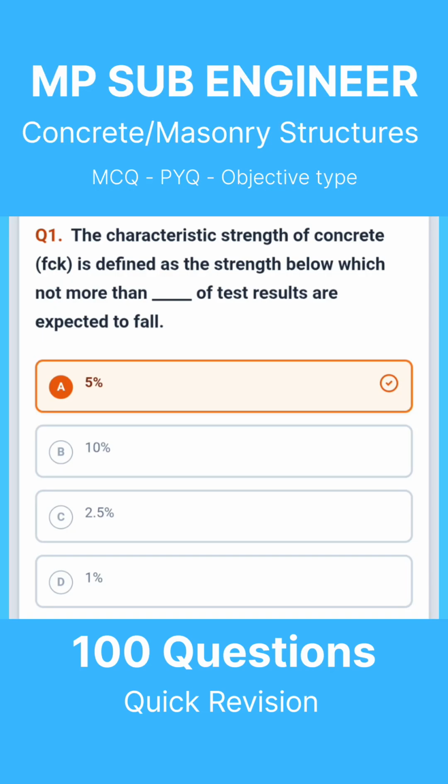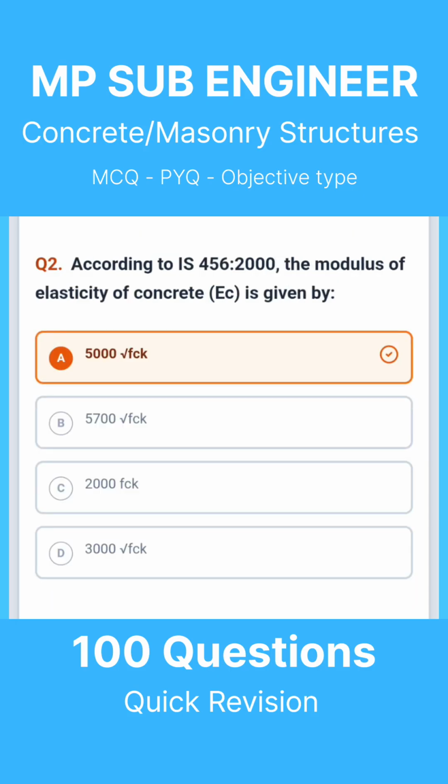Question 1. The characteristic strength of concrete, fck, is defined as the strength below which not more than blank of test results are expected to fall. The correct answer is 5%. Question 2. According to IS 456, 2000, the modulus of elasticity of concrete, Ec, is given by. The correct answer is 5,000 square root of fck.